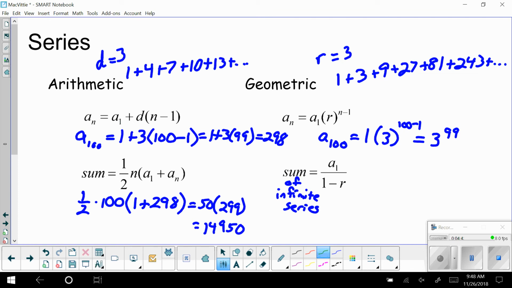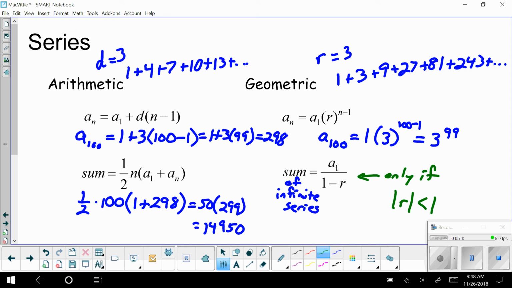Now, the key to this is this only works if the absolute value of our common ratio is less than 1. So here, since my common ratio was 3, this does not add up over an infinite amount. What we would say is it would diverge because it would go off to infinity. Whereas if the absolute value of the common ratio was less than 1, our sum would converge to this value.